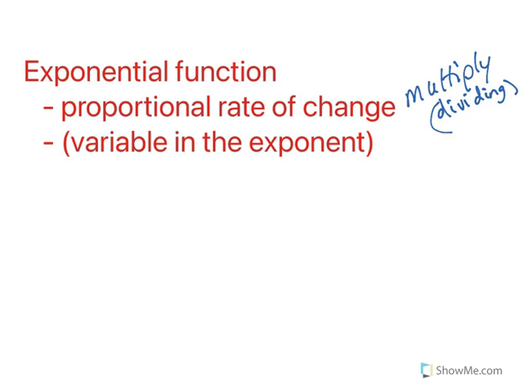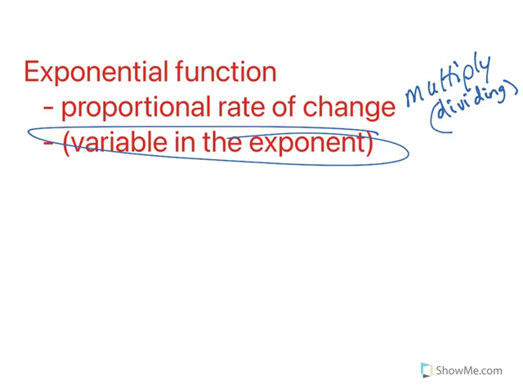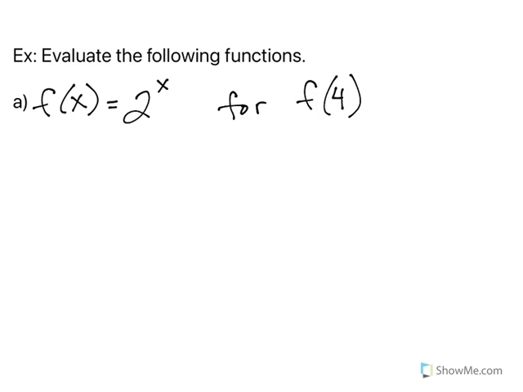Now, when you're looking at a function, the variable must be in the exponent for this to be an exponential function. So now let's evaluate, remembering that evaluating means we're going to take a specific value for x, or whatever our variable is, and plug it in. So we have a problem here in function notation. f(x) = 2^x. This simply means y = 2^x. But writing it this way says, hey, this is a function.